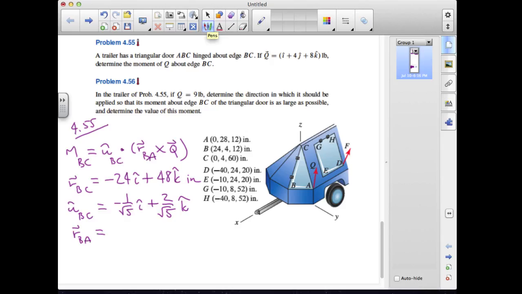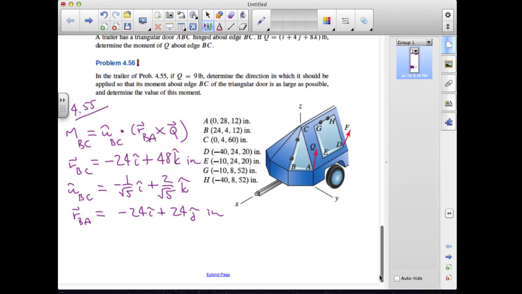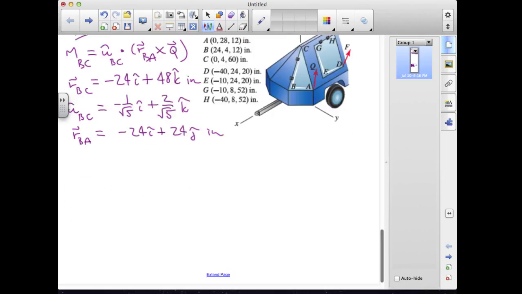RBA is RA minus RB, and that's minus 24I plus 24J inches. And finally, we've already got our expression for Q, so we can put all this into our expression for the moment about BC.